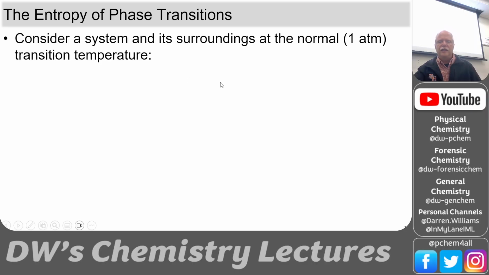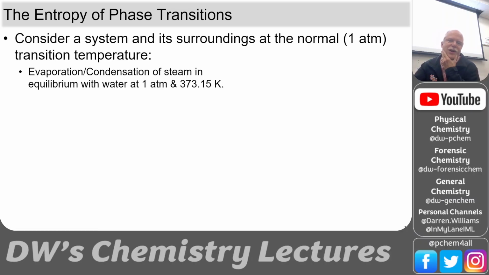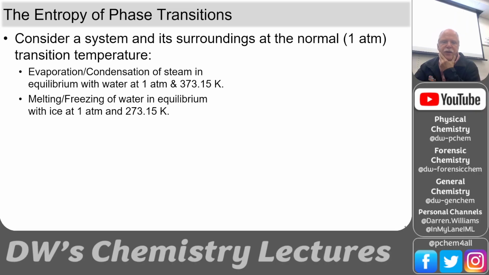Let's talk about phase transitions. And so evaporation and condensation of steam at equilibrium with water at 1 atmosphere and 373 Kelvin. Freezing and melting of water in equilibrium with ice at 1 atmosphere and 273 Kelvin. These are boiling and freezing. At least in your everyday experience, you're very familiar with phase transitions. We have a whole section of the course on phase diagrams and phase transitions.